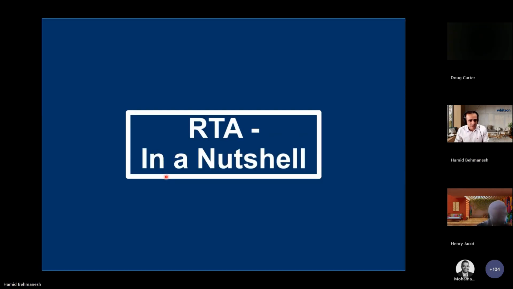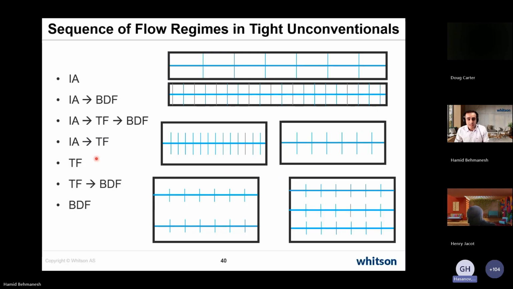Maybe for one minute, could you please explain how we instantly change from TF to BDF on the second to last slide? TF to BDF? That's a great question. The second to last.